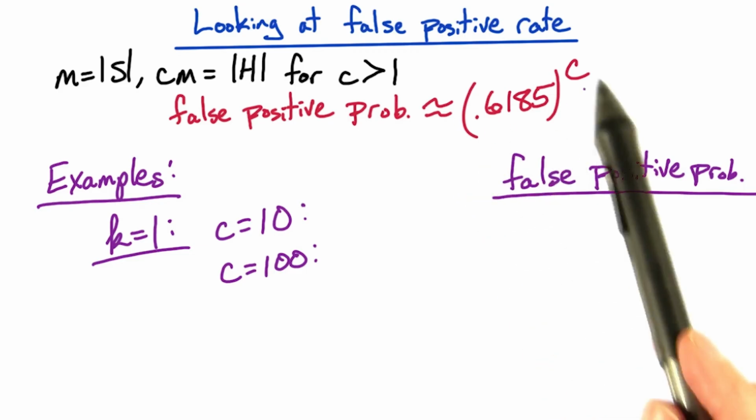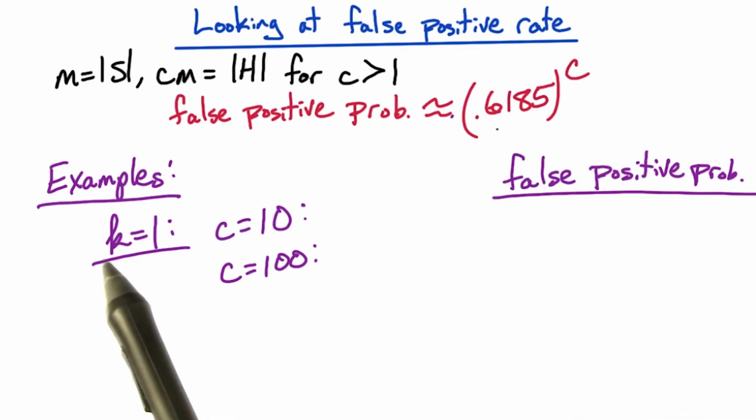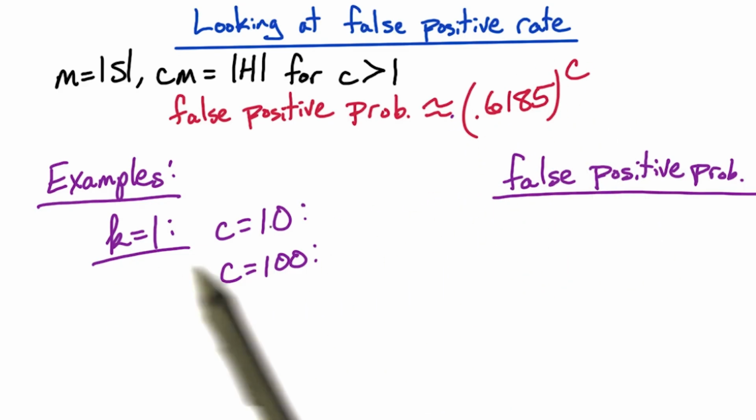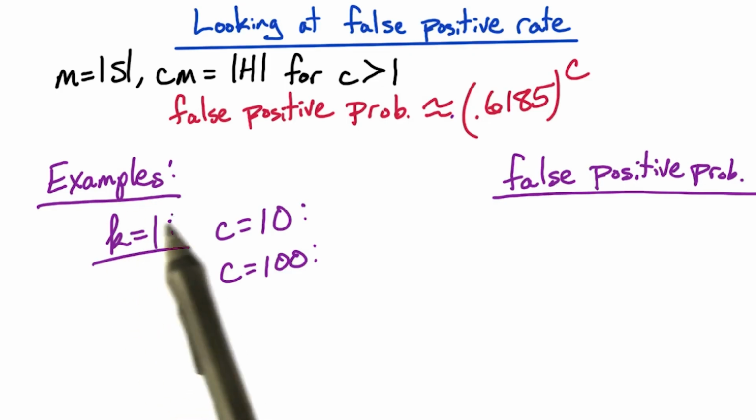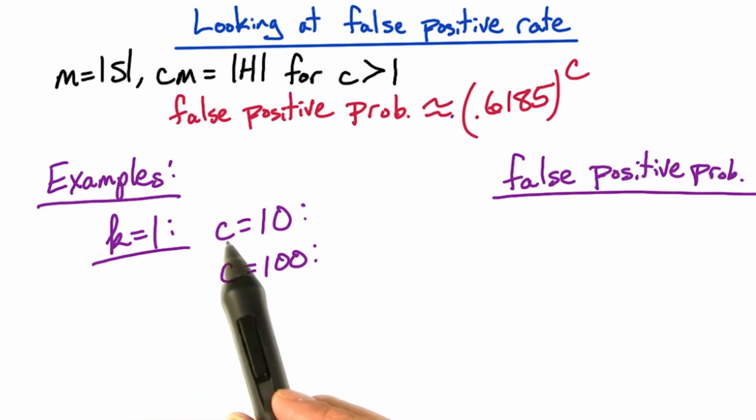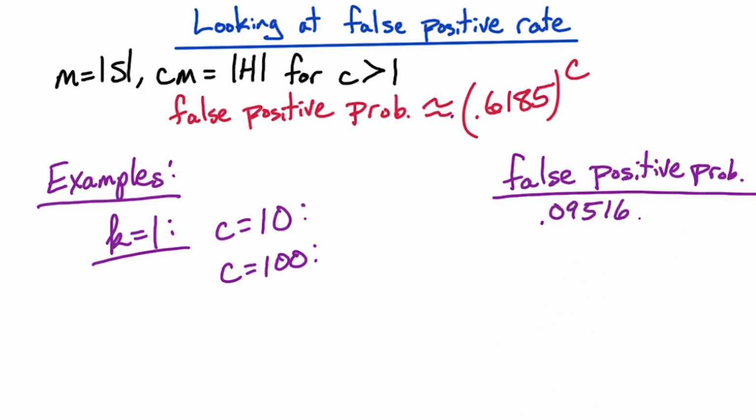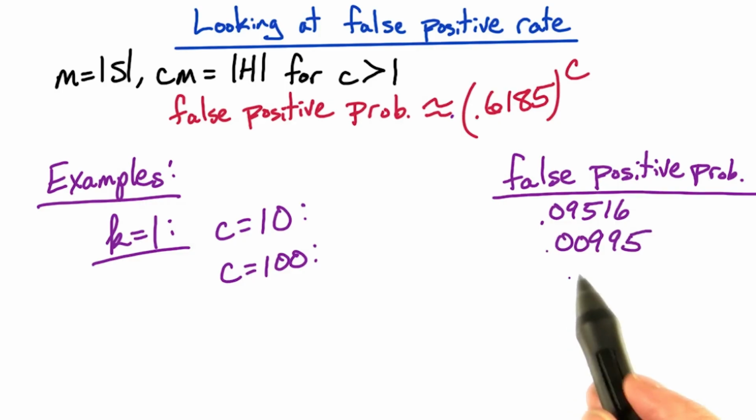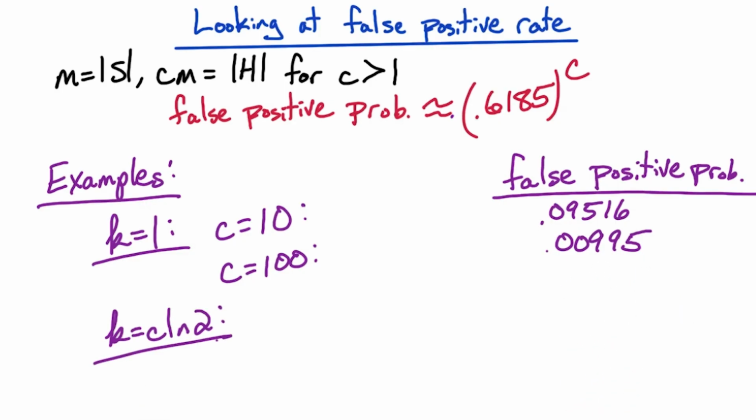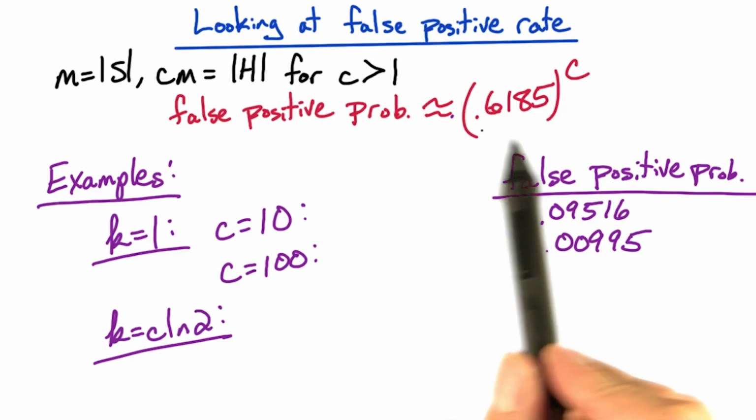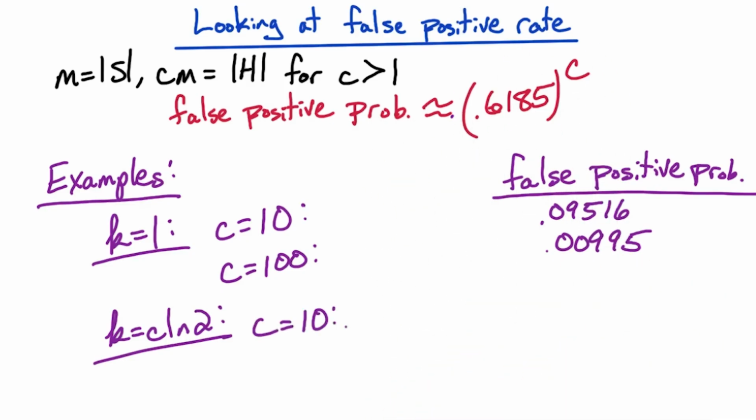Now this expression for the false positive probability was assuming the optimal choice of k. In order to analyze this case where k equals 1, we have to go back to our expression of f of k. If you look back at that expression and plug in k equals 1 and c equals 10 or c equals 100, you get the following. In the first case, the false positive probability is 0.095, and in the second case, it's 0.00995. Now suppose we do the optimal choice of k. Then our false positive probability is going to be this expression. Let's look at c equals 10.